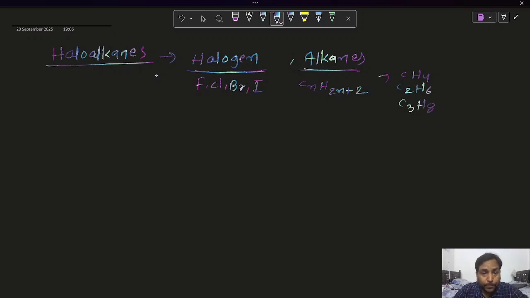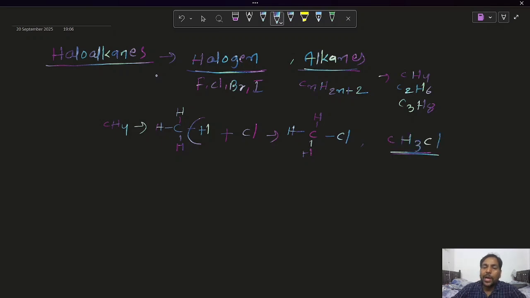Now in case of haloalkanes, what happens? Suppose we have an alkane like methane, CH4, and we know that carbon is attached with 4 hydrogen atoms. Here we have to remove one hydrogen from it and add one halogen. We get CH3 and then the chlorine, which is methyl chloride, CH3Cl, right? This one is what? Methyl chloride.